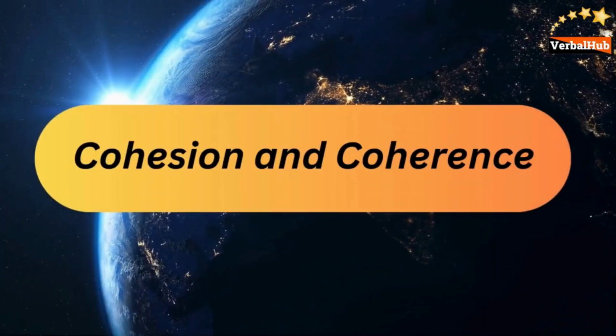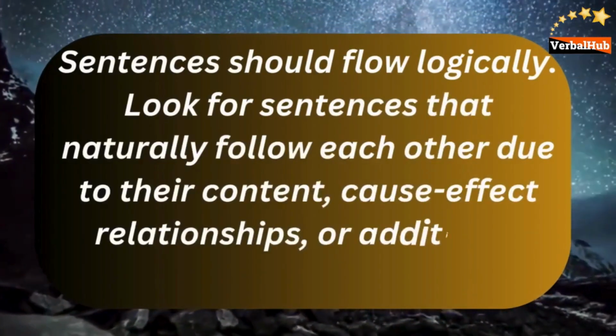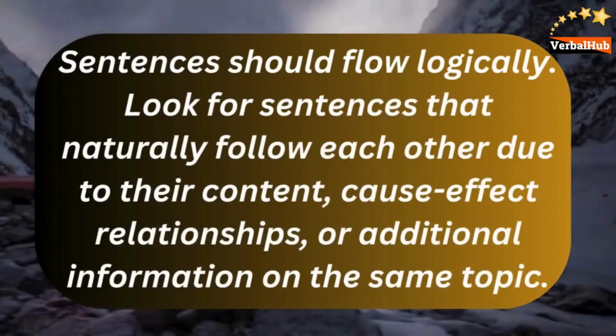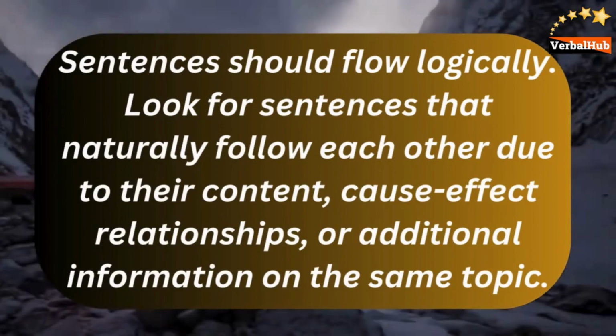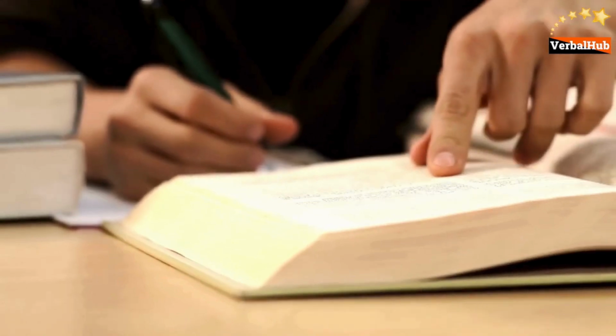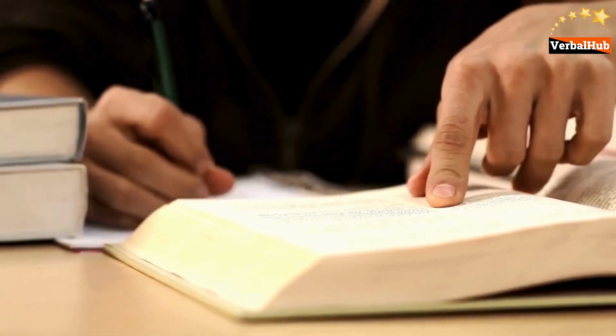5. Cohesion and coherence. Sentences should flow logically. Look for sentences that naturally follow each other due to their content, cause-effect relationships, or additional information on the same topic. That means you have to check the relation between two words, two sentences, or two phrases.